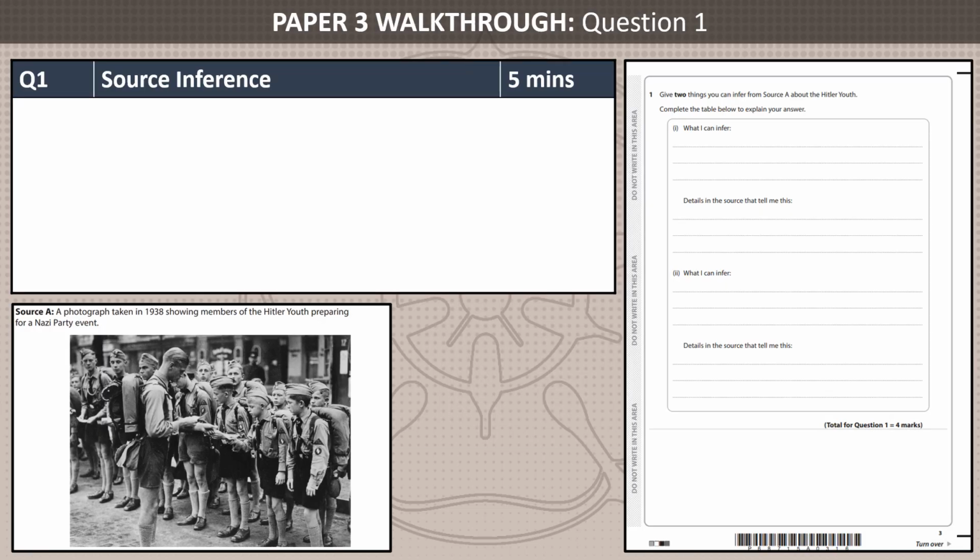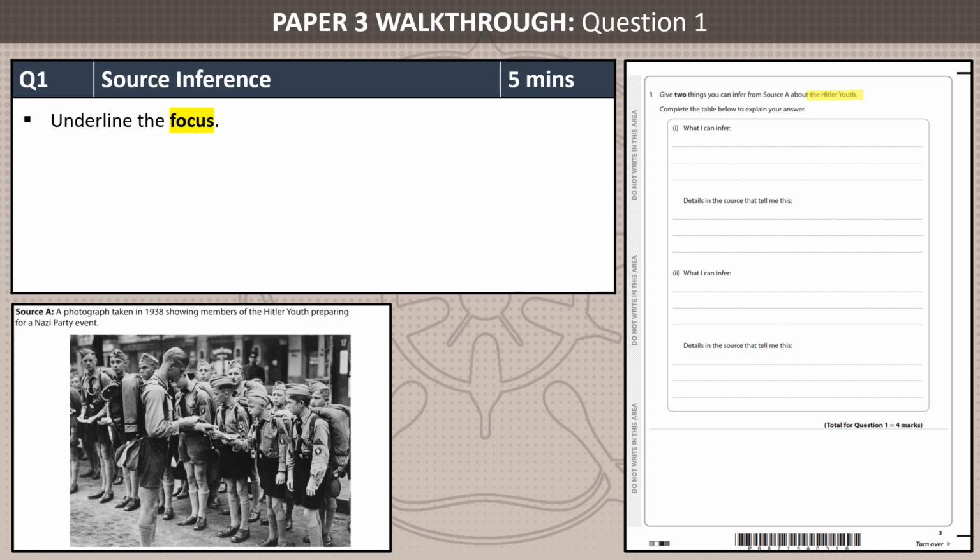So our first question is a source inference question. The first thing that you should do is to find and underline the focus of the question. In this case, we're being asked to infer two things from the photo about the Hitler Youth. So that's the focus.